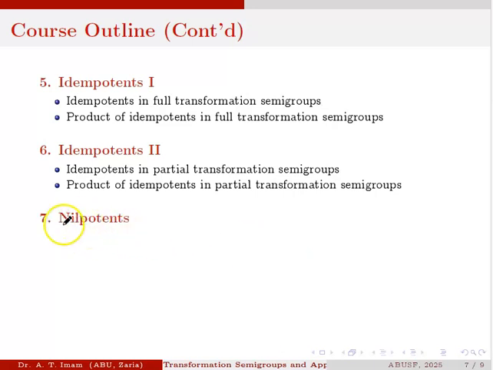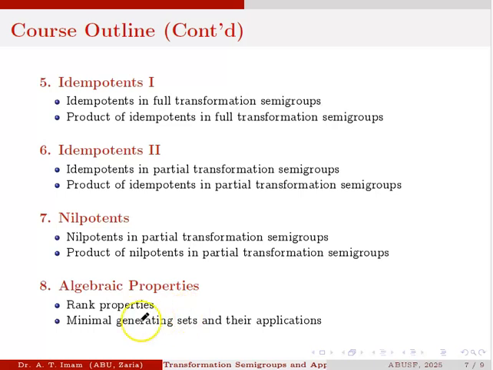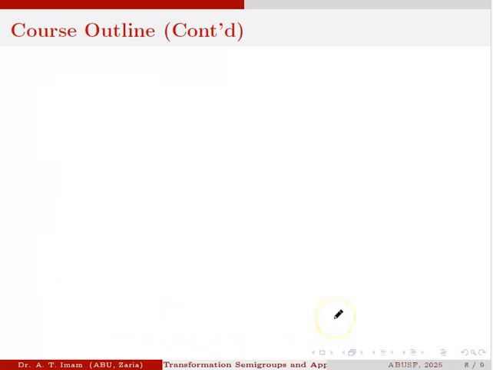The 7th chapter will look at a special class of elements called nilpotents. So we'll look at nilpotents in partial transformation semigroup, and the product of nilpotents also in partial transformation semigroup. And then in the 8th chapter we will talk about algebraic properties of the transformation semigroup, like the properties of rank, finding the minimal generating set, and their applications.